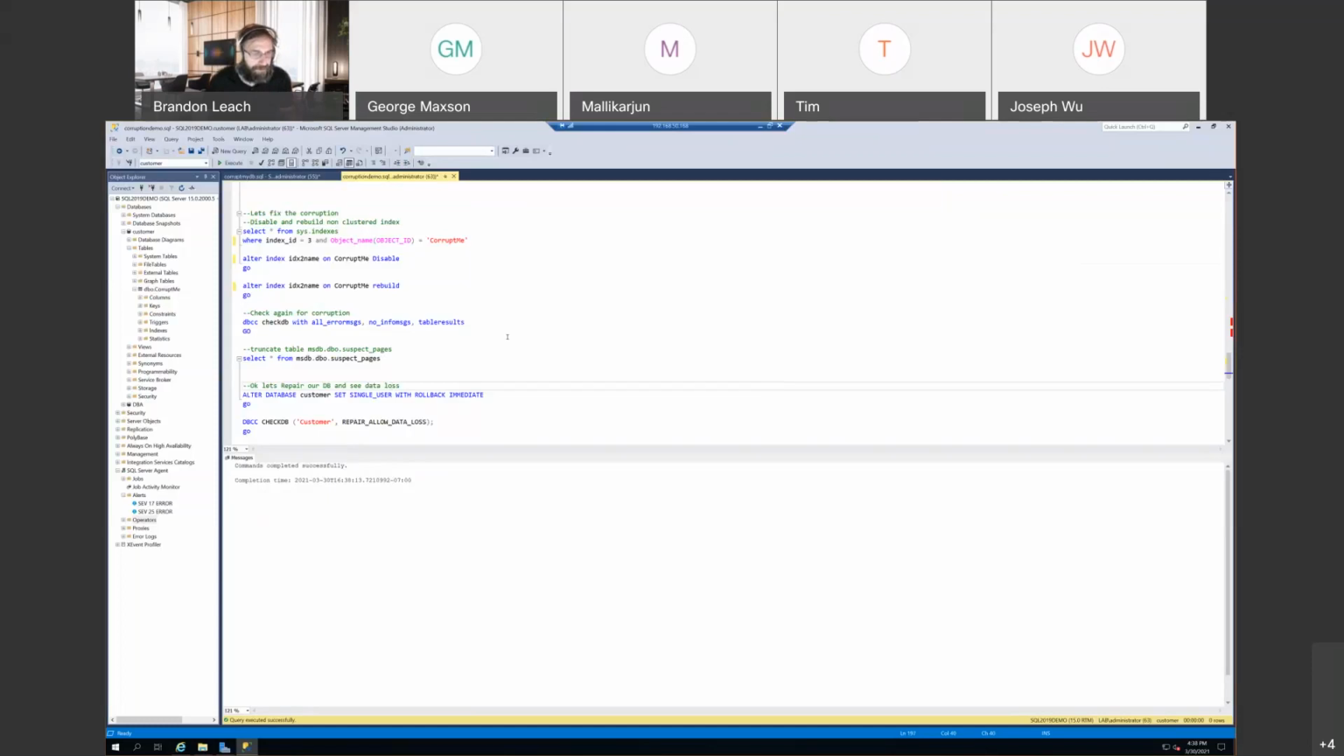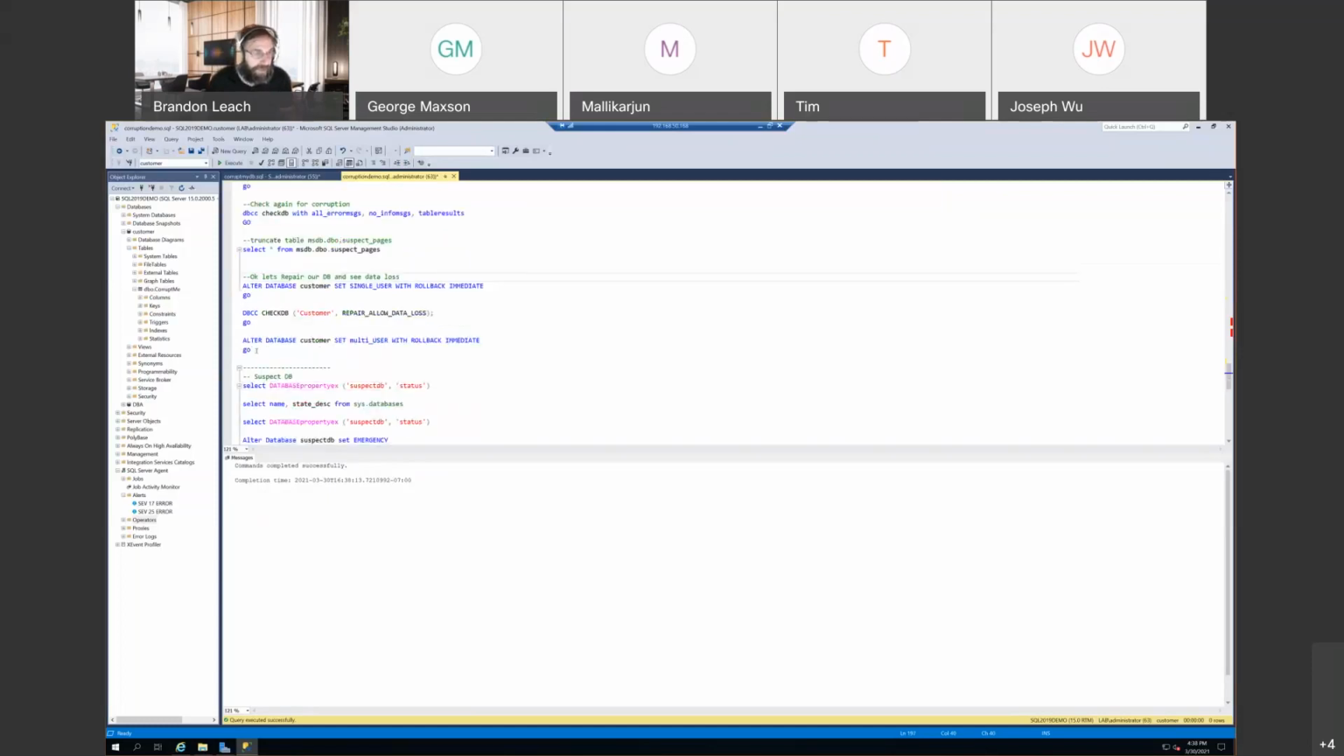Now we also would have got there if we ran repair allow data loss, but then our database would no longer be in a supported state, and we wouldn't have known what data it got rid of. We would have been missing data in our index, right? So that would have been a potential problem for us.